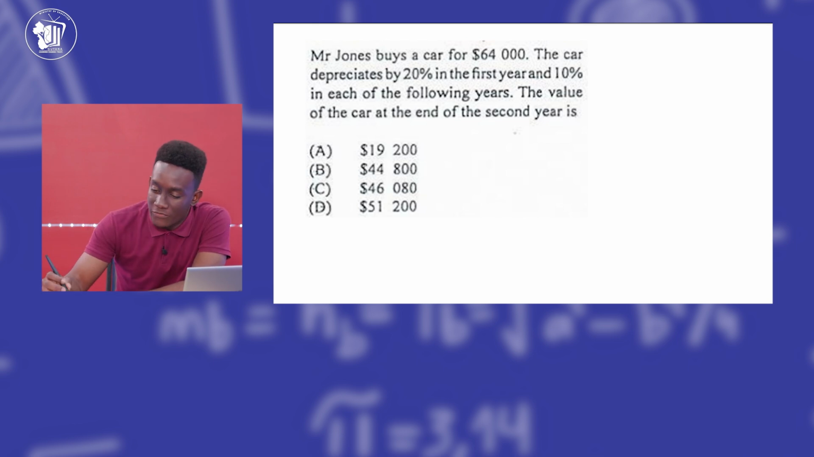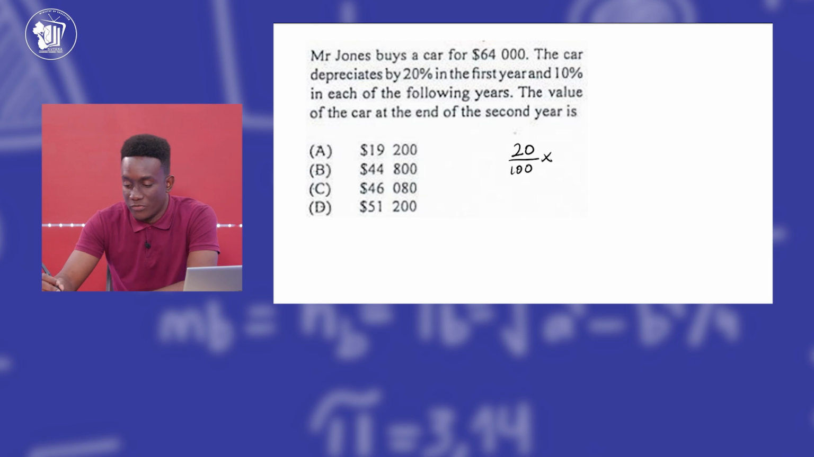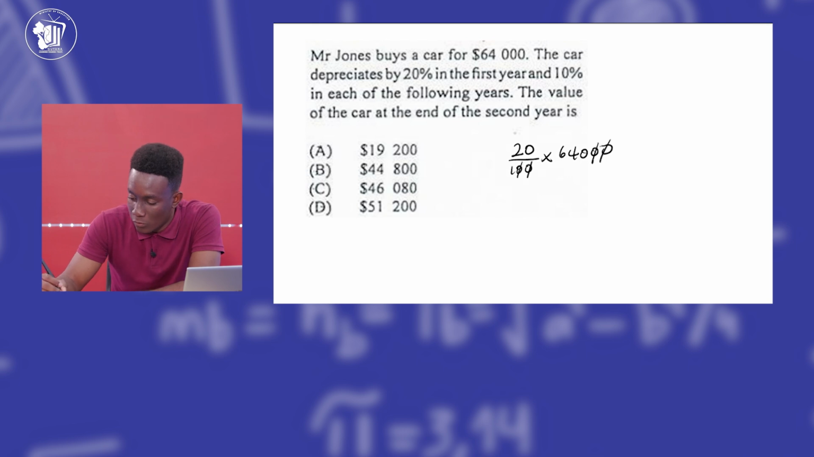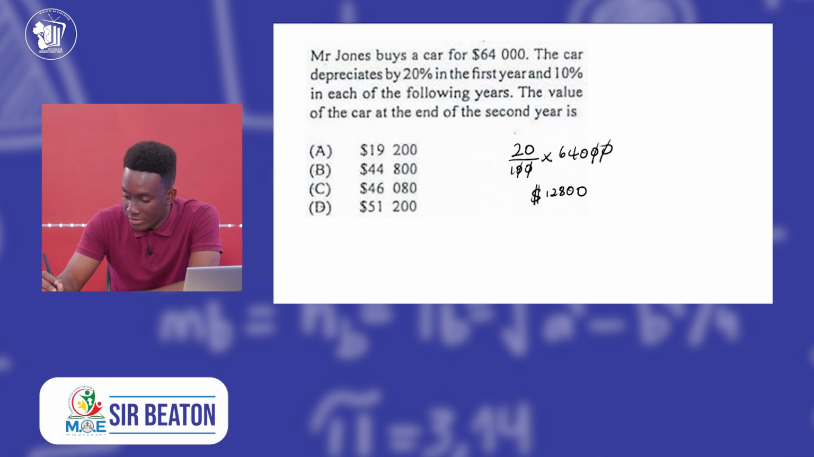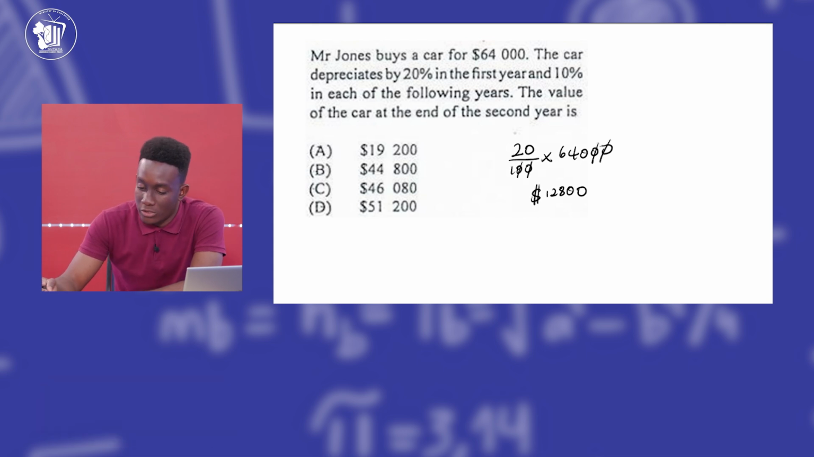So the value of the car after the first year would be 20% multiplied by, percent is out of 100, multiplied by 64,000. So this 0 goes with that 0, this 0 will go with that 0, and 2 times 64 would be 128, and we add in the 2 zeros. So 20% of 64,000 would be 12,800.